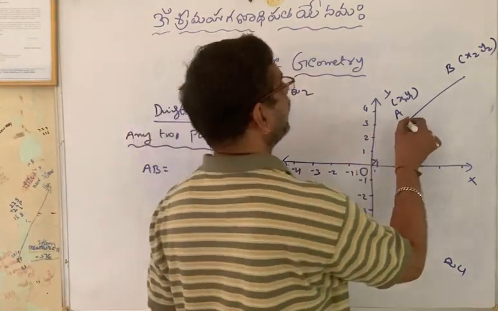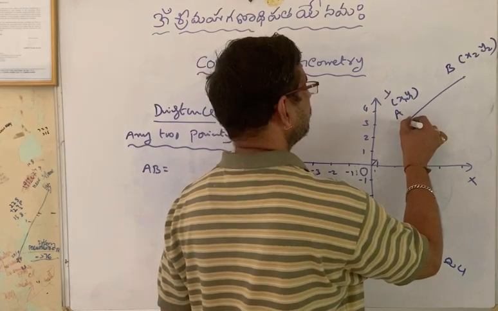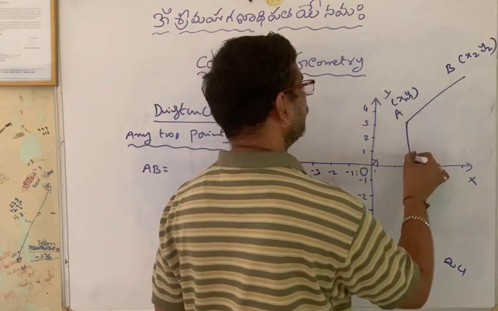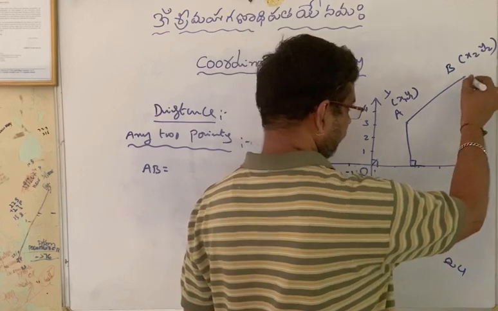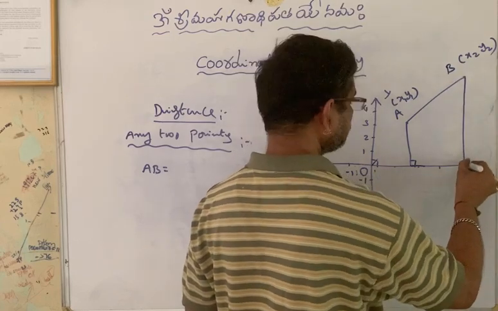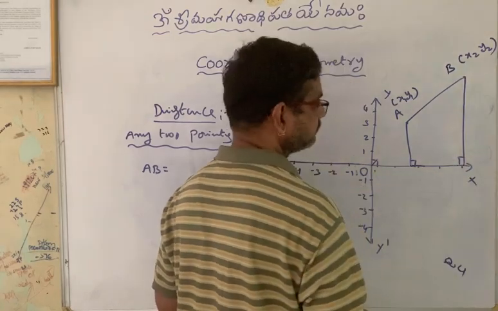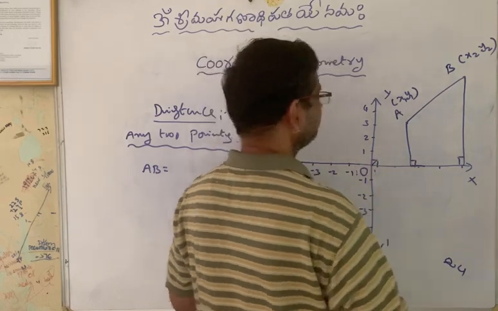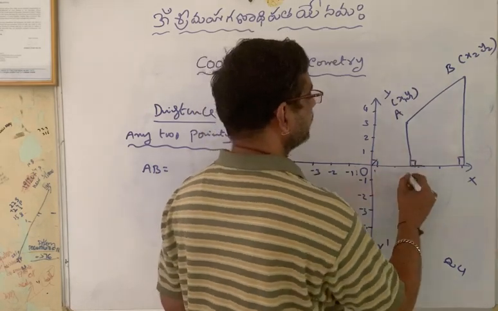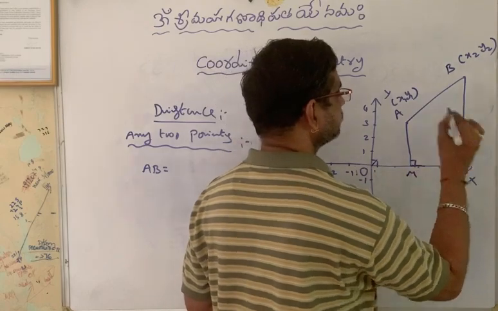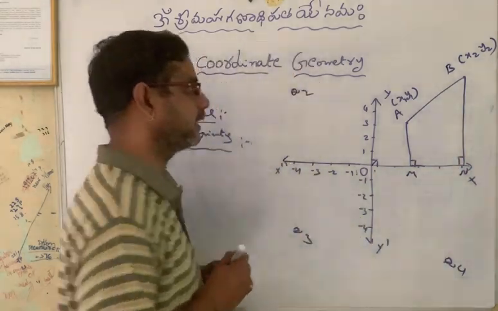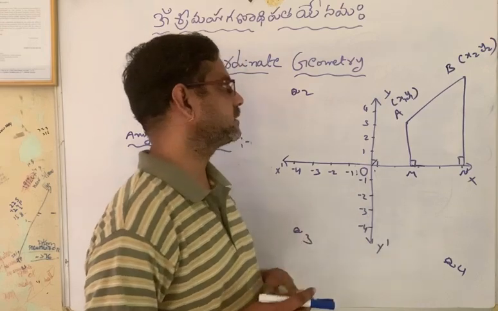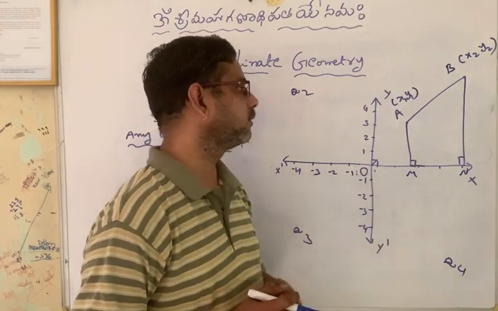first we need to draw the perpendiculars from the point A to the x-axis, and from the point B to the x-axis. These two are AM and BN. AM is the perpendicular from A to the x-axis and BN is the perpendicular from B to the x-axis.